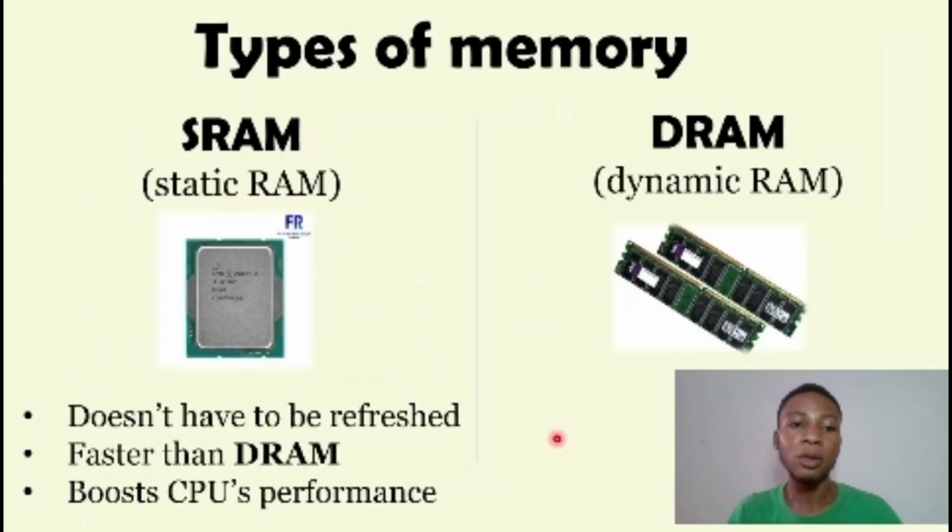Memory. We have SRAM, or static RAM, and dynamic RAM, or DRAM. The DRAM uses capacitors to store data, and these capacitors have to be refreshed constantly in order for the data to be stored. SRAM is faster than the DRAM and it boosts the CPU's performance.